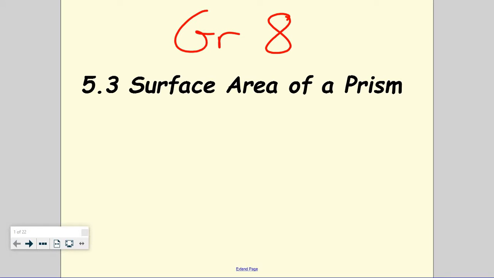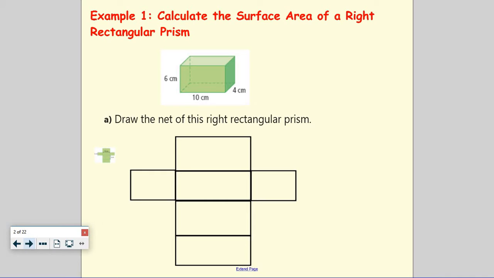Hi, this is grade 8, chapter 5, part 3, surface area of a prism. So as we get started, we're going to need to know nets.